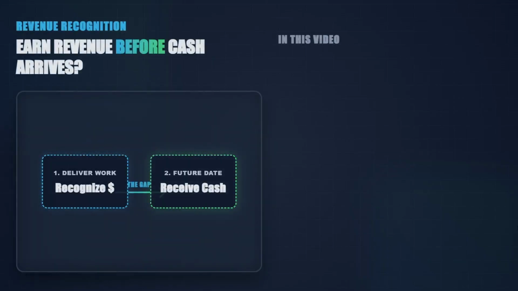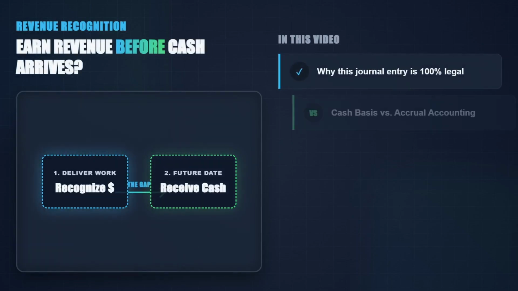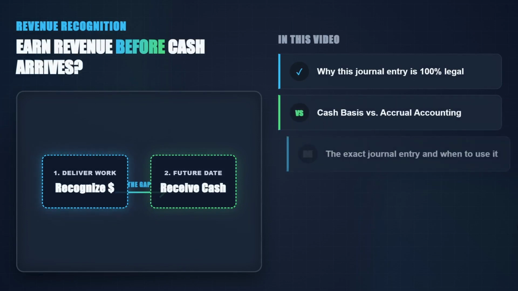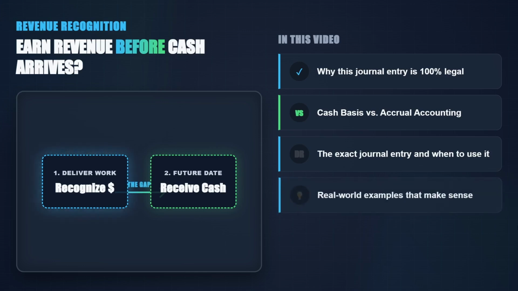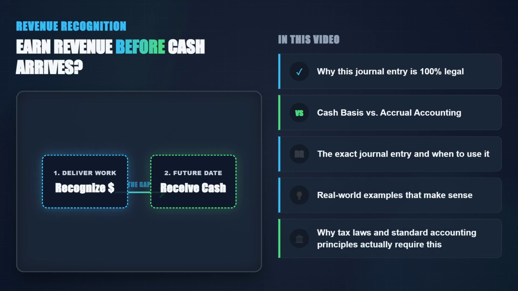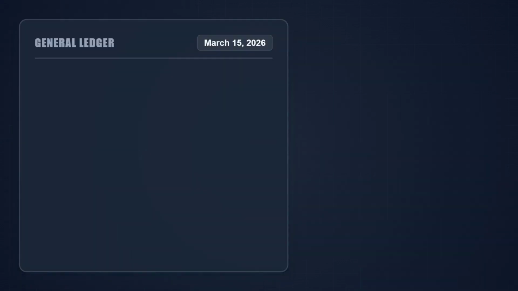How can you recognize revenue before you get paid? In the next few minutes, you will learn. First, why this journal entry is 100% legal. Second, the difference between cash basis and accrual accounting. Third, the exact journal entry and when to use it. Fourth, real-world examples that will make sense. Fifth, why tax laws and standard accounting principles actually require this. Let's take a closer look.